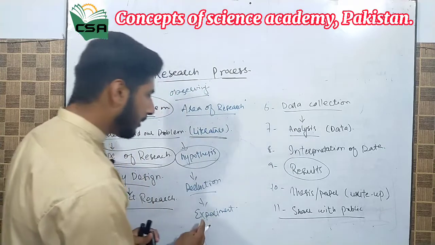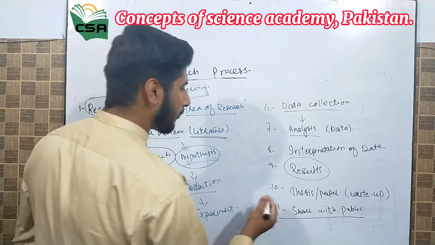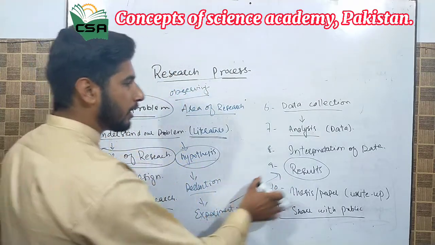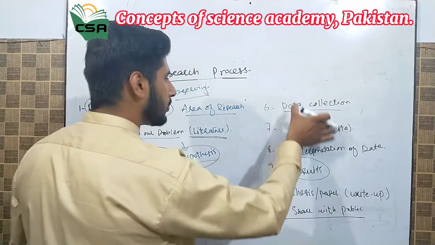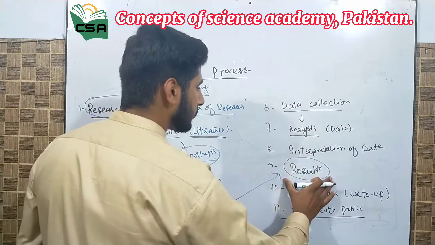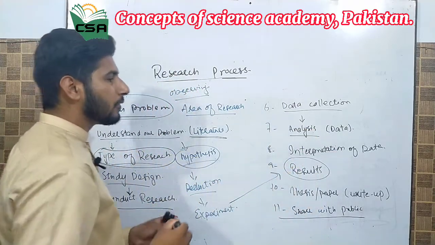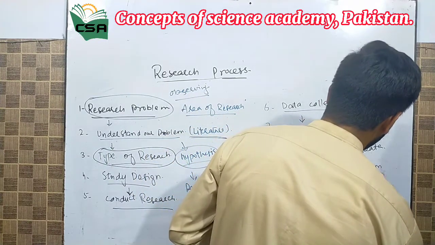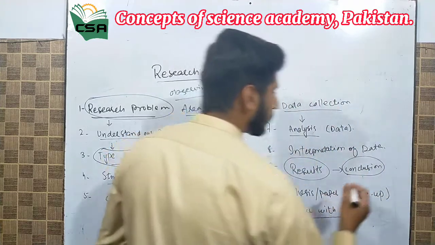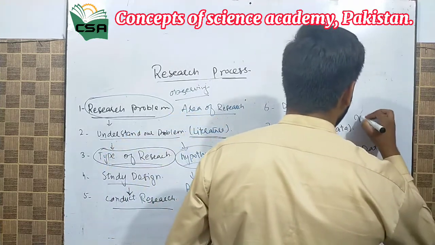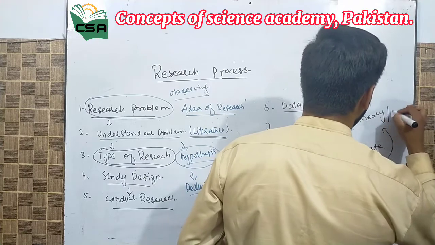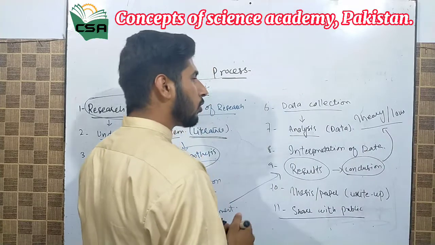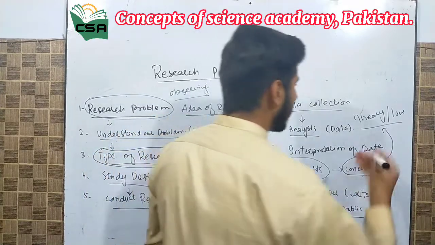From the experiment I will extract different types of results. The experiment will give me different results. Results come after data collection, data analysis, and data interpretation, and these results will lead to a conclusion. These conclusions will lead to a theory or a law.